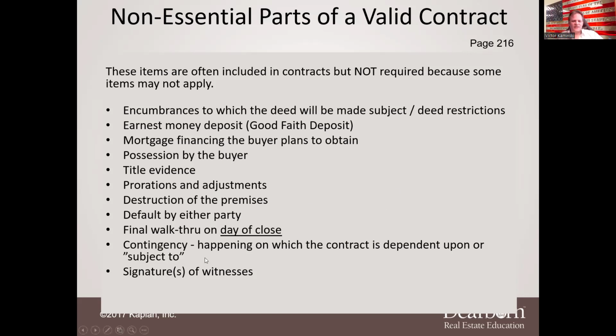And signatures of the witnesses are not required, although we usually sign contracts next to the buyers and sellers, our clients there. But the contract is still valid even if we don't.